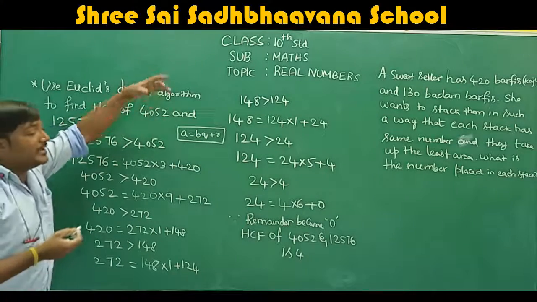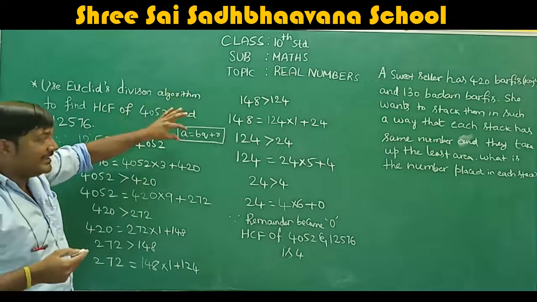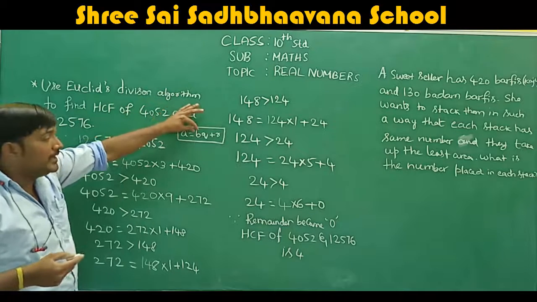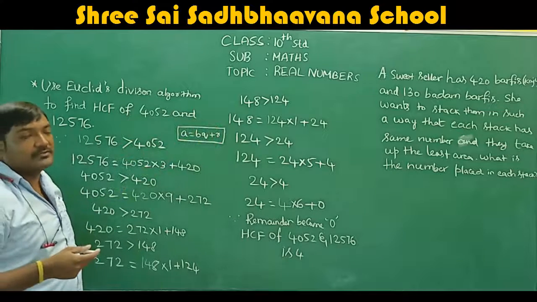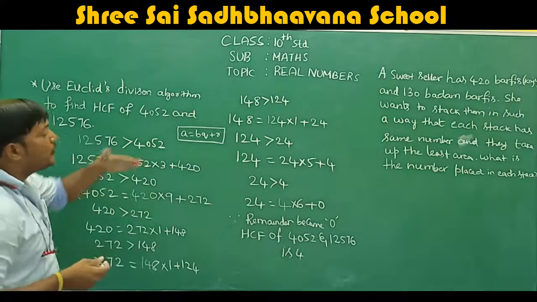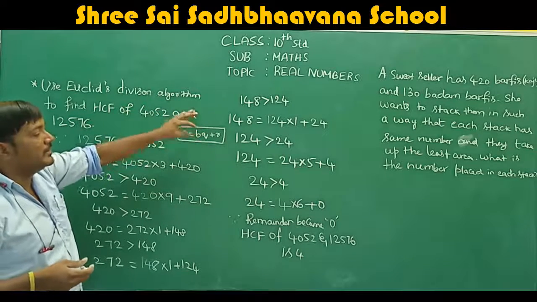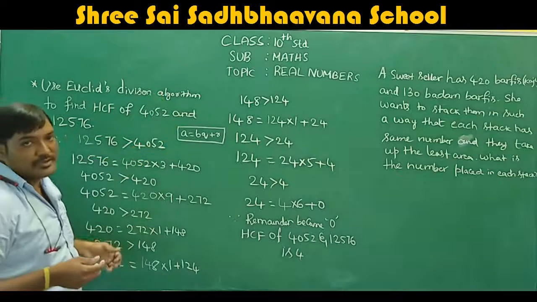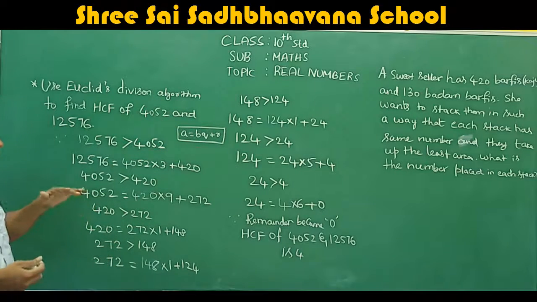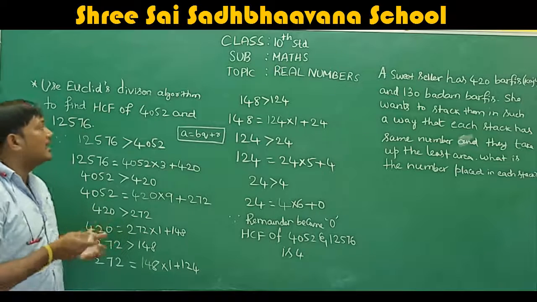I'm just recapping what I explained in the last class once again. A is the dividend, B is the divisor, Q is the quotient, and R is the remainder. First we have to convert the dividend into the form BQ plus R, so that LHS is equal to RHS. This is called Euclid's division algorithm.